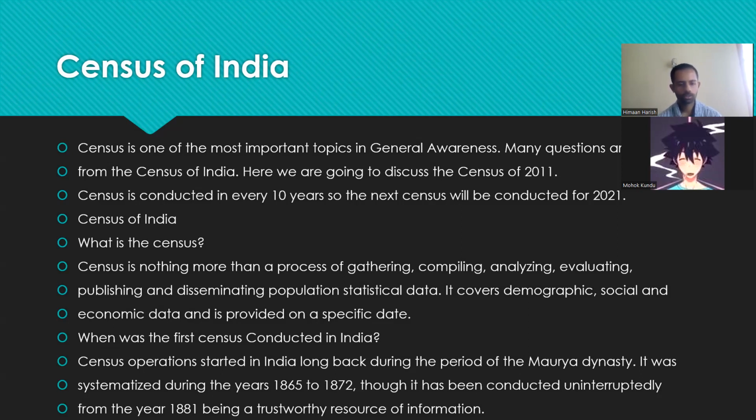When was the first census conducted in India? It was conducted during the years 1865 to 1872. But in history, census operations started in India long back, during the period of the Maurya dynasty. It was systematized during the years 1865 to 1872, though it has been conducted uninterruptedly from the year 1881, being a trustworthy resource of information.